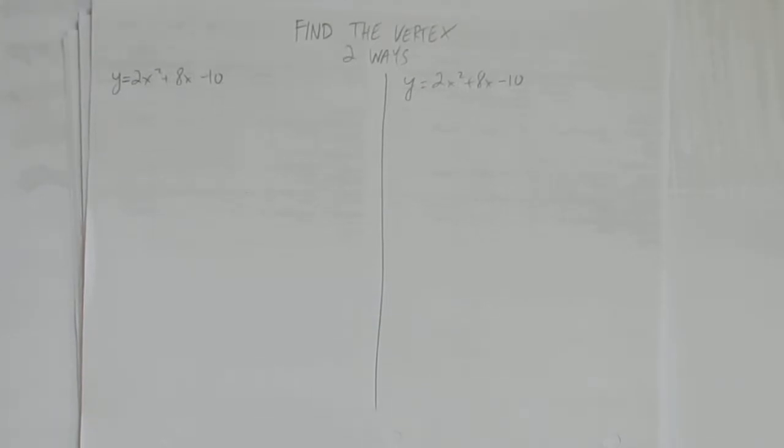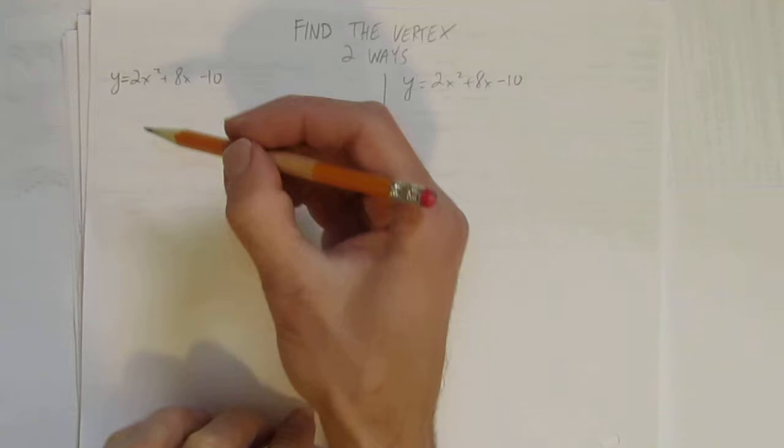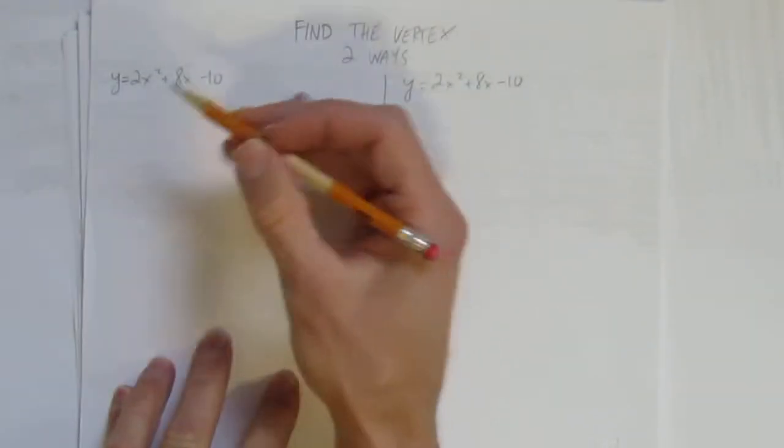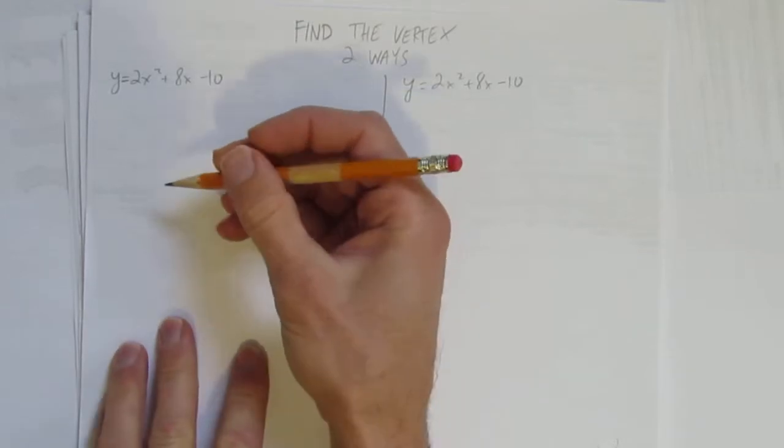In this video, we'll look at how to find the vertex in two ways. The first way is going to be complete the square. We're going to start with the equation y equals 2x squared plus 8x minus 10. And you can watch the video on complete the square.